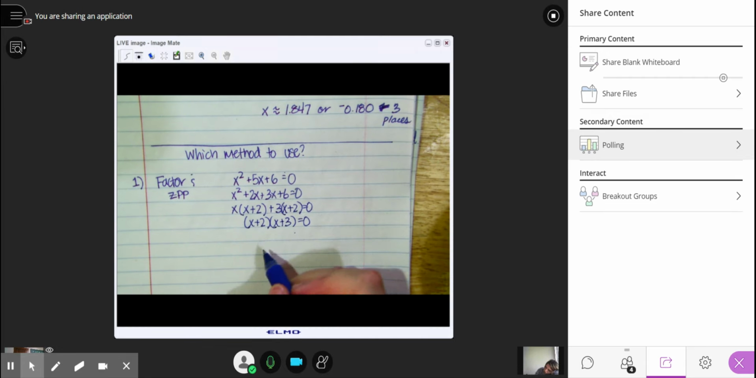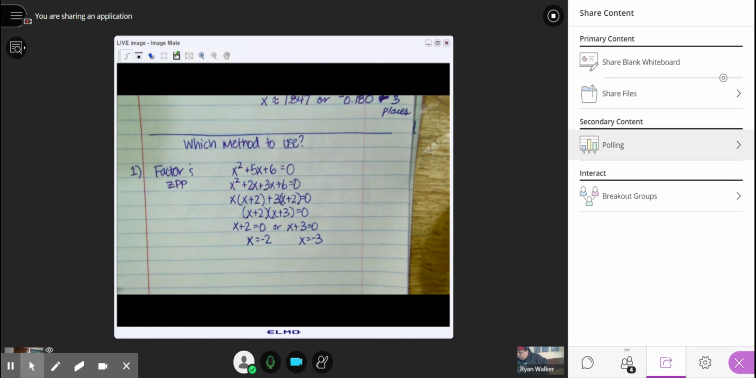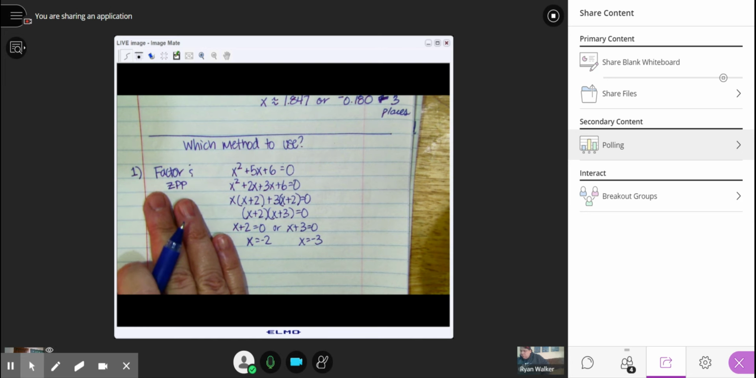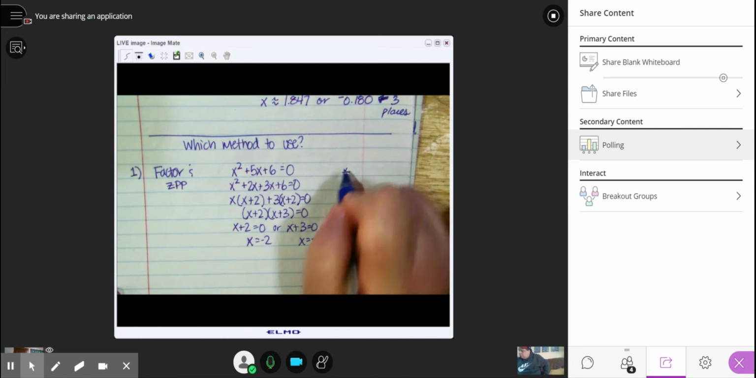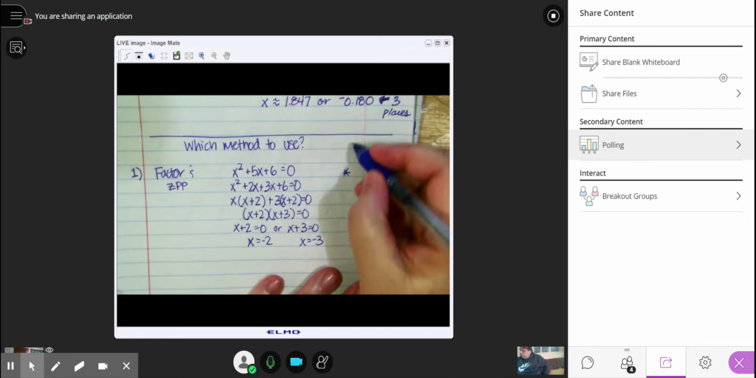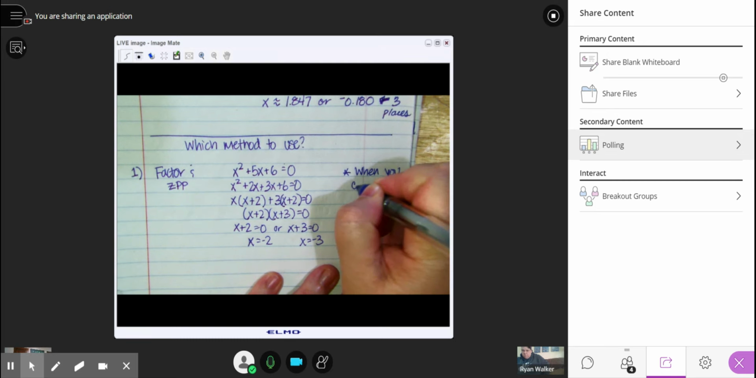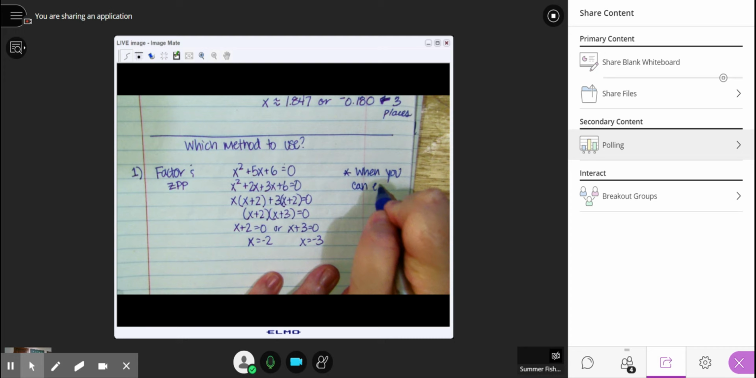Then we know the mini equations, we'd have x plus 2 is equal to 0, or x plus 3 is equal to 0. So x is negative 2, or x is negative 3. We would use factoring and zero product property when you can easily factor.